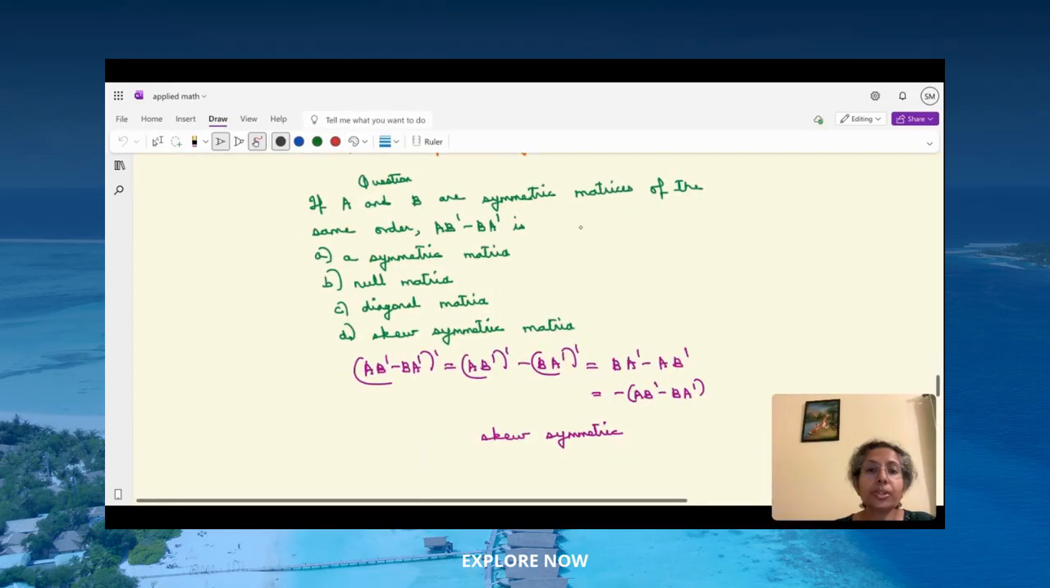If A and B are symmetric matrices of the same order, find (AB transpose minus BA transpose). You are given some choices here: symmetric, null, diagonal, skew symmetric matrix.